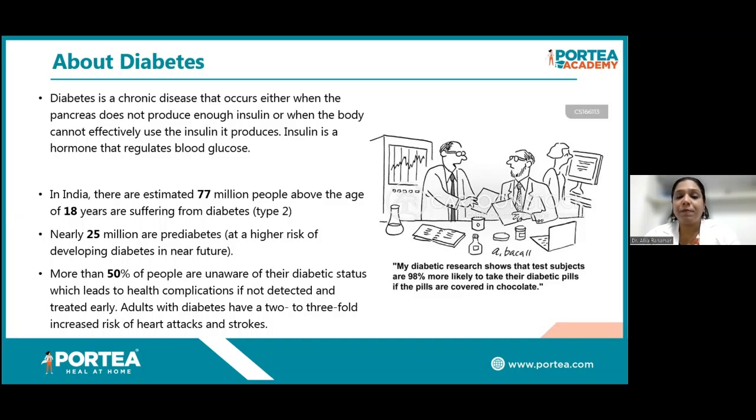And 50% of people, when we spoke to them, were unaware of their diabetic status. They did not know they had diabetes. They came with some other complaint and we suspected diabetes. We got them checked and it came out as diabetes. And we should also know that adults with diabetes will always have a higher risk of heart disease. Now, why is that? We will discuss that and how to take care of that.